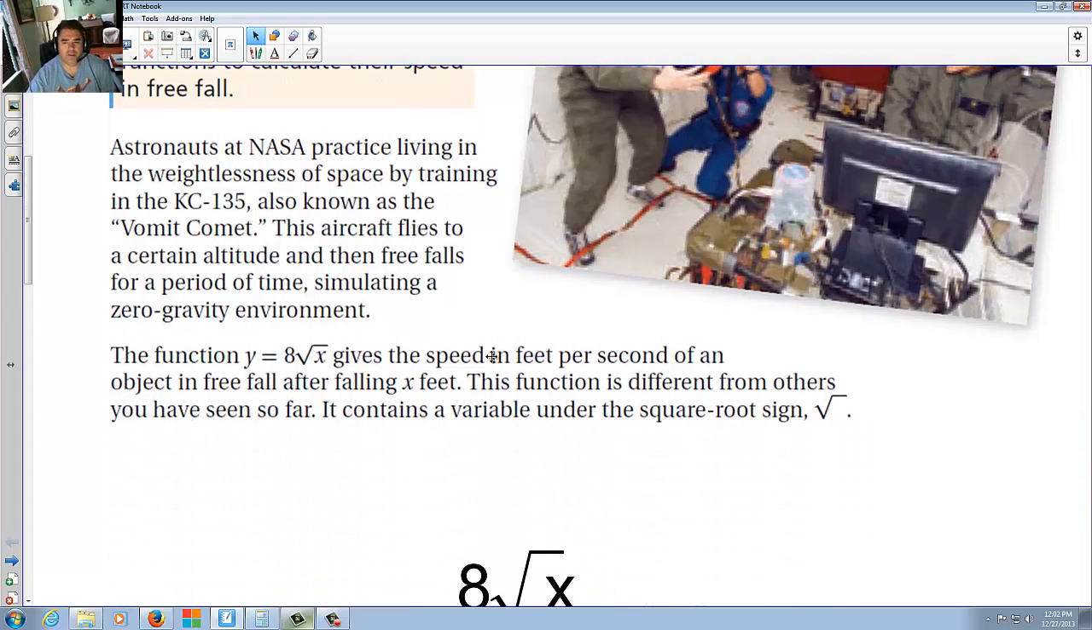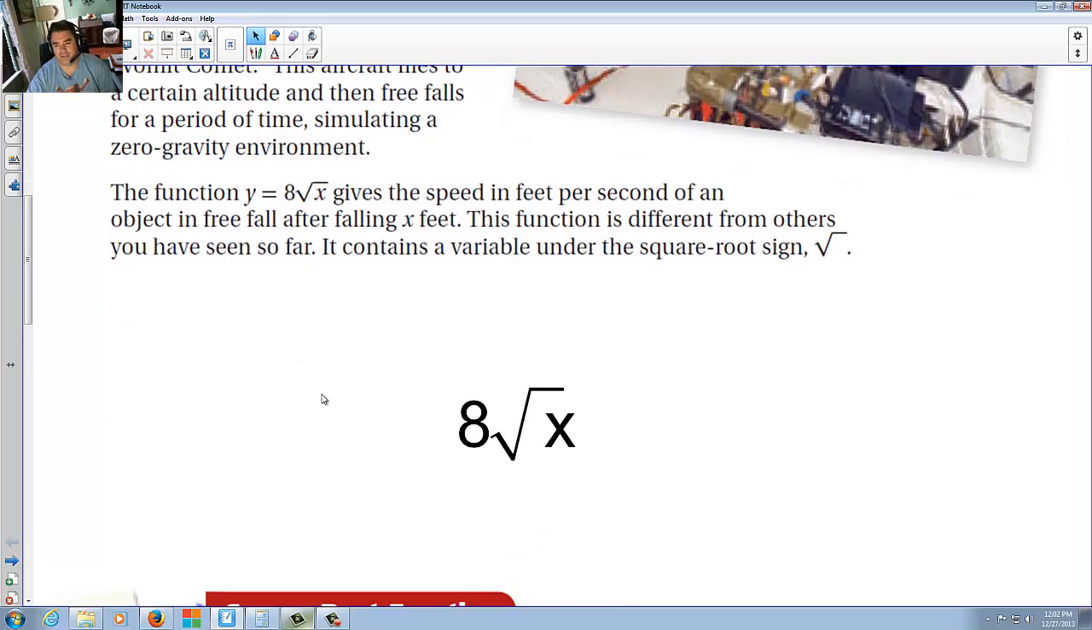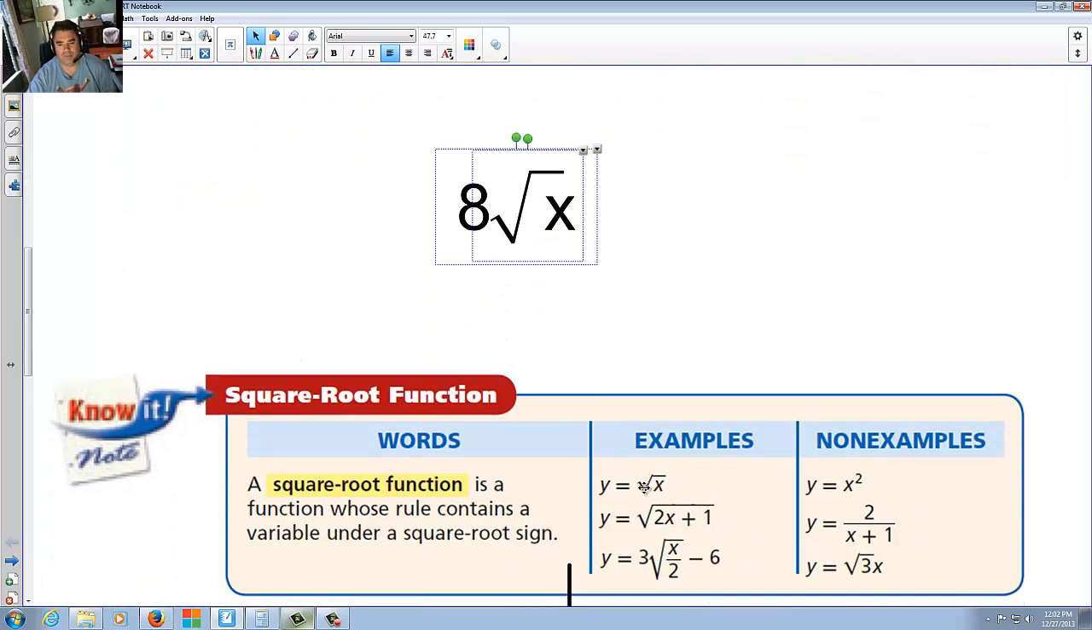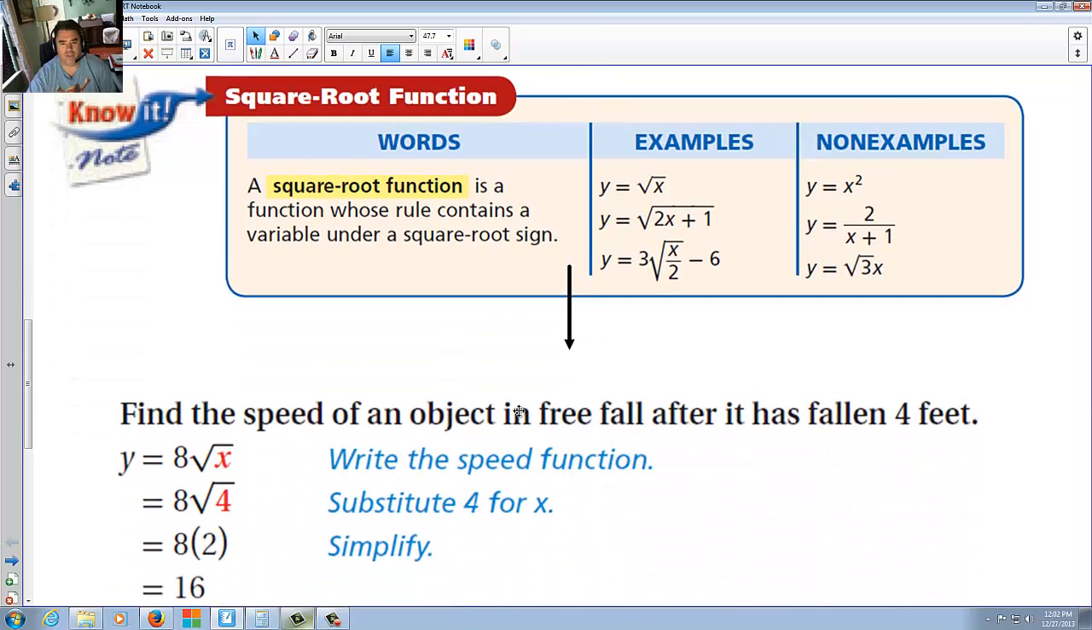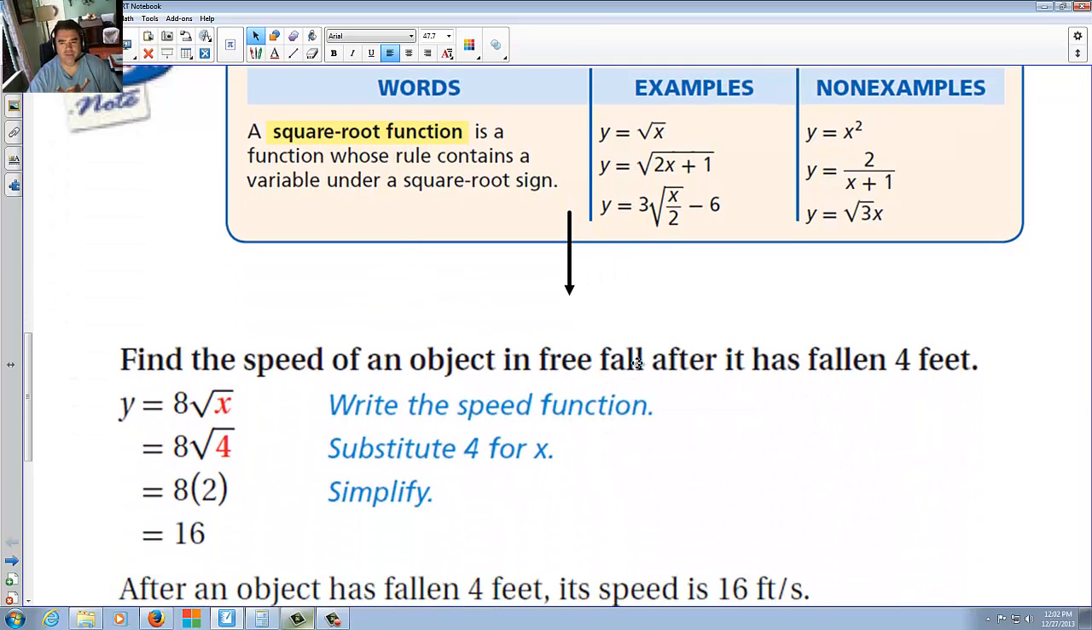Anyway, the feet per second of an object in free fall is 8 times the square root of x. So that's the figure they use. Now, let's just take one first, and we'll go back to this. Let's say that an object falls just 4 feet. Well, you take 8 times the square root of x, and x now is 4. So after 4 feet, take the square root of 4, which is 2, and take 2 times 8, which is 16. So basically, after an object falls for 4 feet, it's going 16 feet per second.